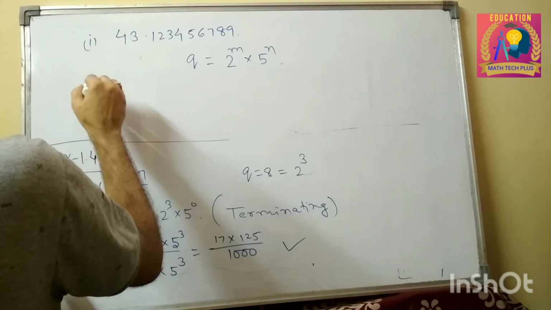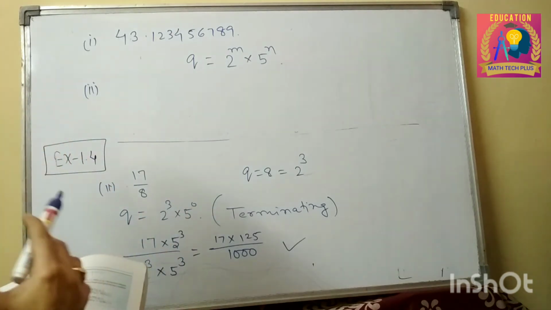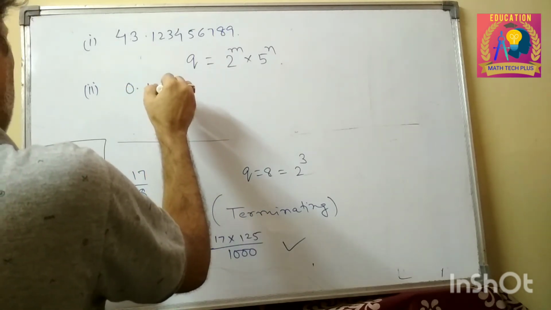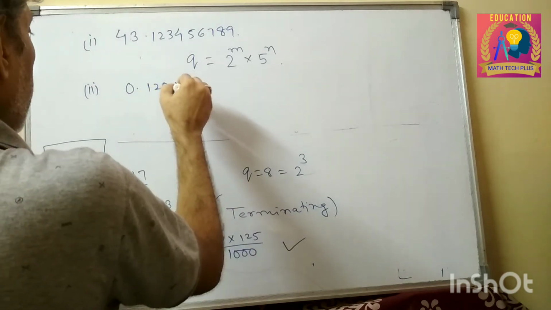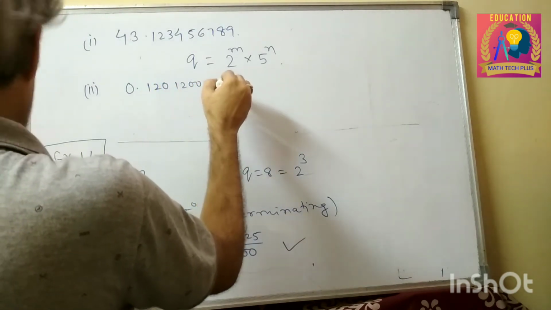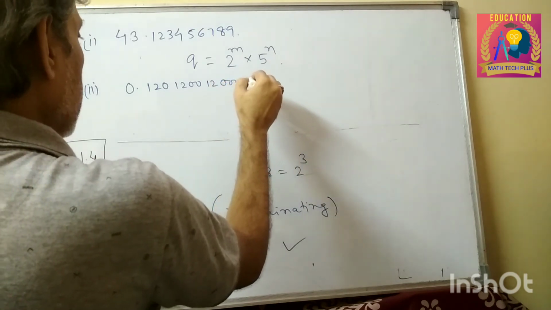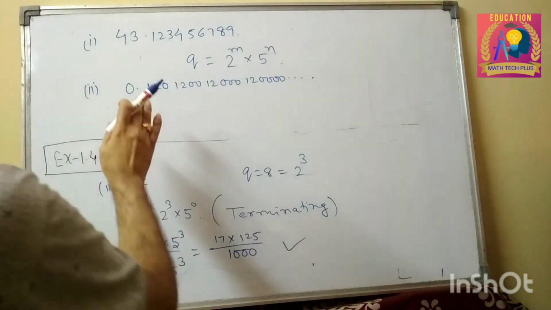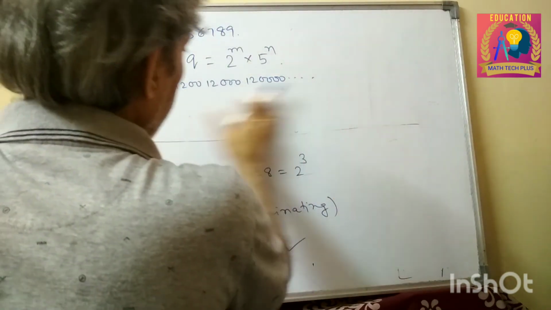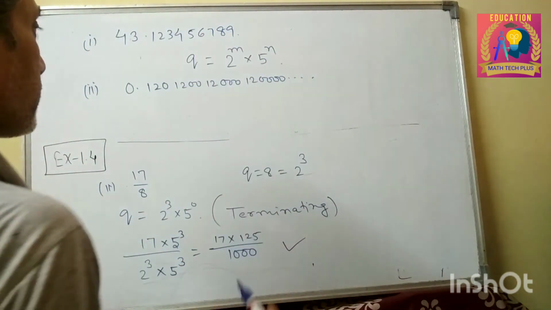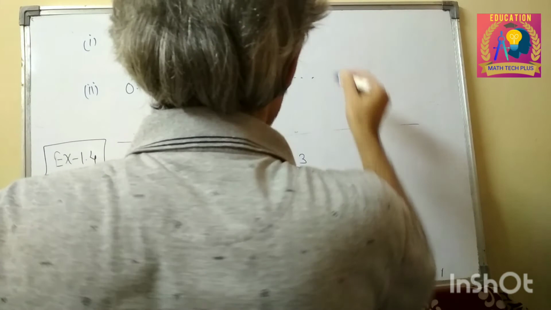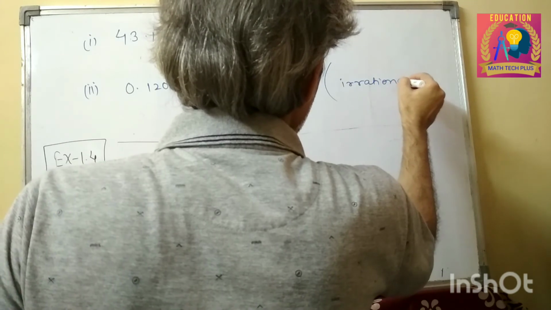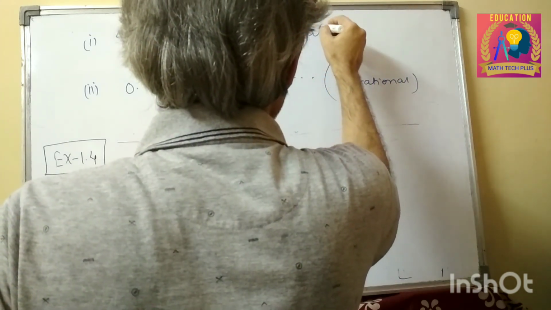What about question third, part 2? Now look, it is 0.120120012000120000 and so on. So here nothing is repeating itself. It is a non-repeating and non-terminating kind, and therefore it is an irrational number. This number is irrational. This first one was rational.